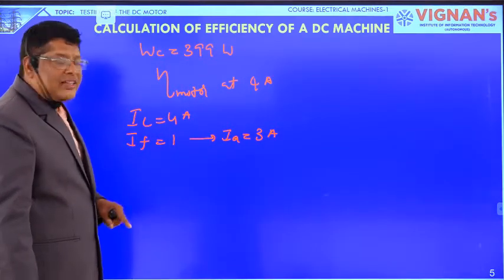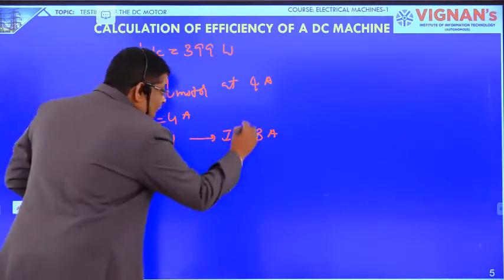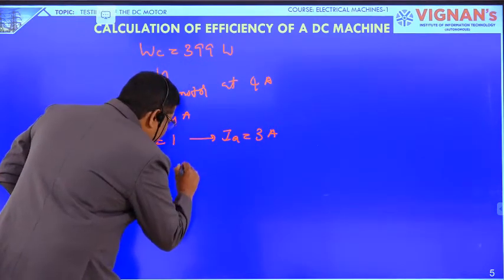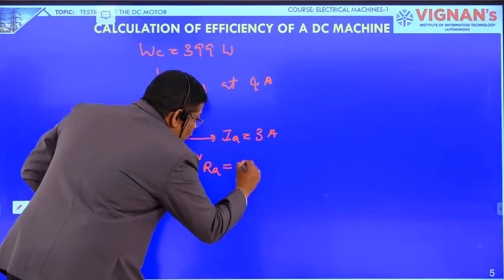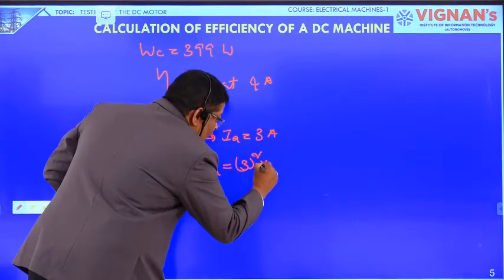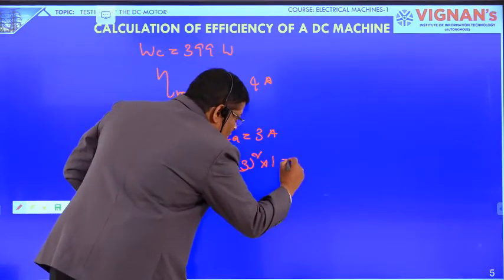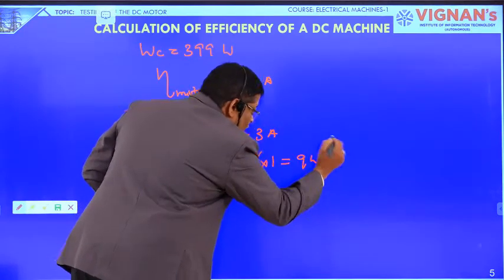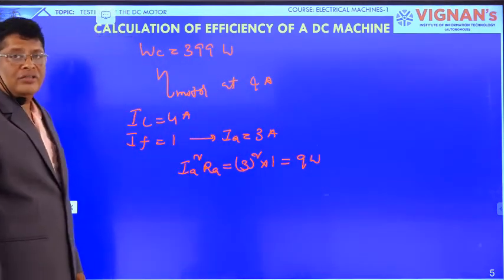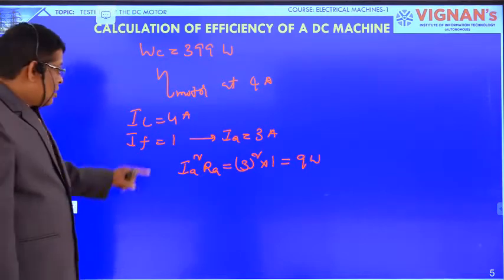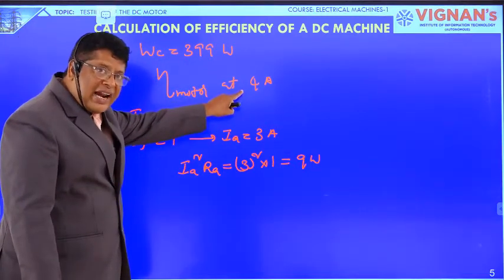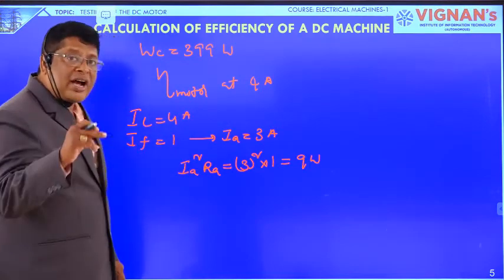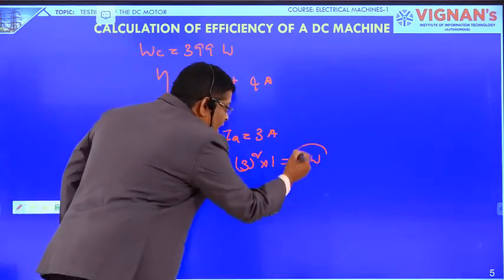Next we are going to calculate the armature copper loss at this value of current. Armature copper loss is IA square RA, which is 3 square times RA, where we have taken the value as 1. See here, we are getting 9 watts. When the motor is taking 4 amperes of current from the line, the armature copper loss in the motor is 9 watts.